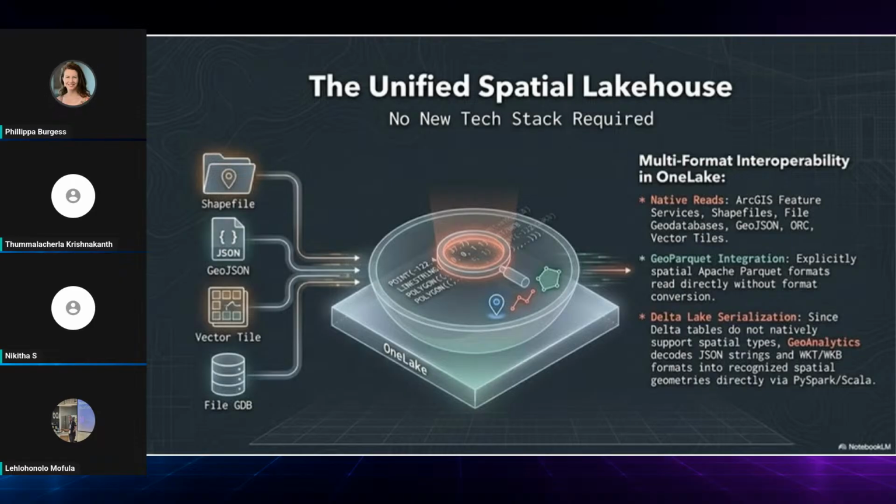And so using this unified spatial lakehouse, no new tech stack required, multi-format interoperability in OneLake. So native reads: ArcGIS feature services, shapefiles, and shapefiles are not the optimal, but I would say they're standard in GIS in terms of how location files are packaged. So you've got your file geodatabases, GeoJSON, ORC, and vector tiles.